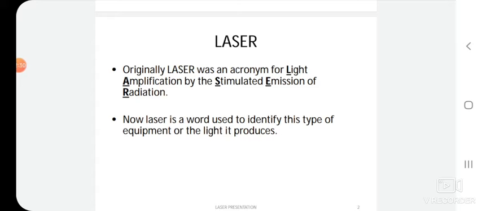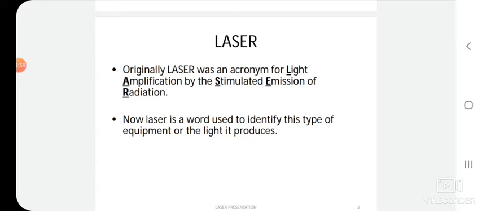First of all, what is meant by laser? Originally, laser was an abbreviation for light amplification by stimulated emission of radiation. Laser means what? Light amplification by stimulated emission of radiation. So, laser is a device that emits electromagnetic radiation or light through a process called stimulated emission. So, this laser light or beam has some remarkable properties that we are going to discuss one by one.